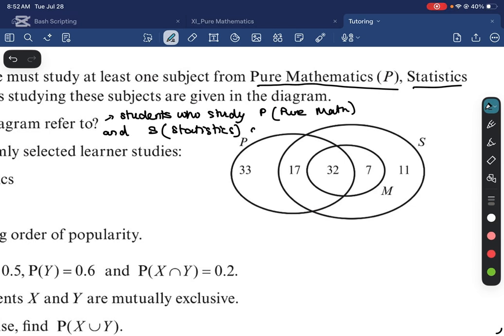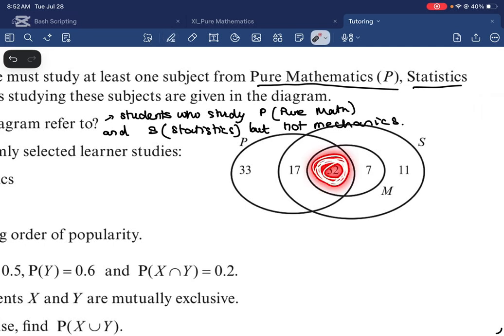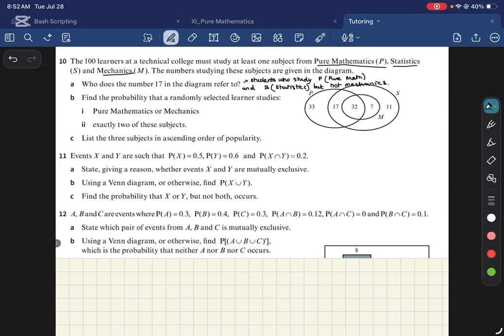And you can specify that they don't study mechanics. So you have to be specific because there are students who are here as well. There are 32 students who study all three, and these students would also be students who study pure math and statistics. So you need to specify that they don't study mechanics. All right, so that is part A.